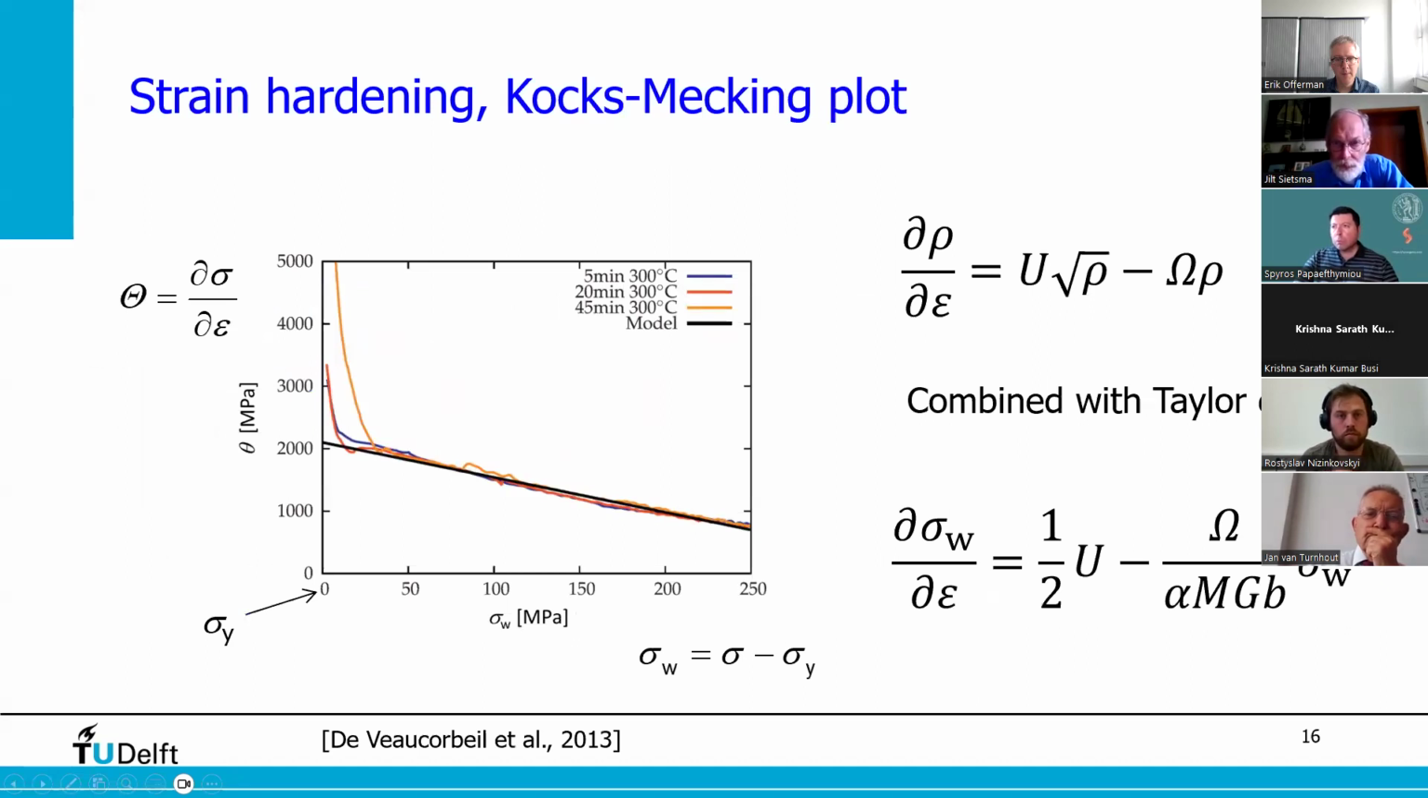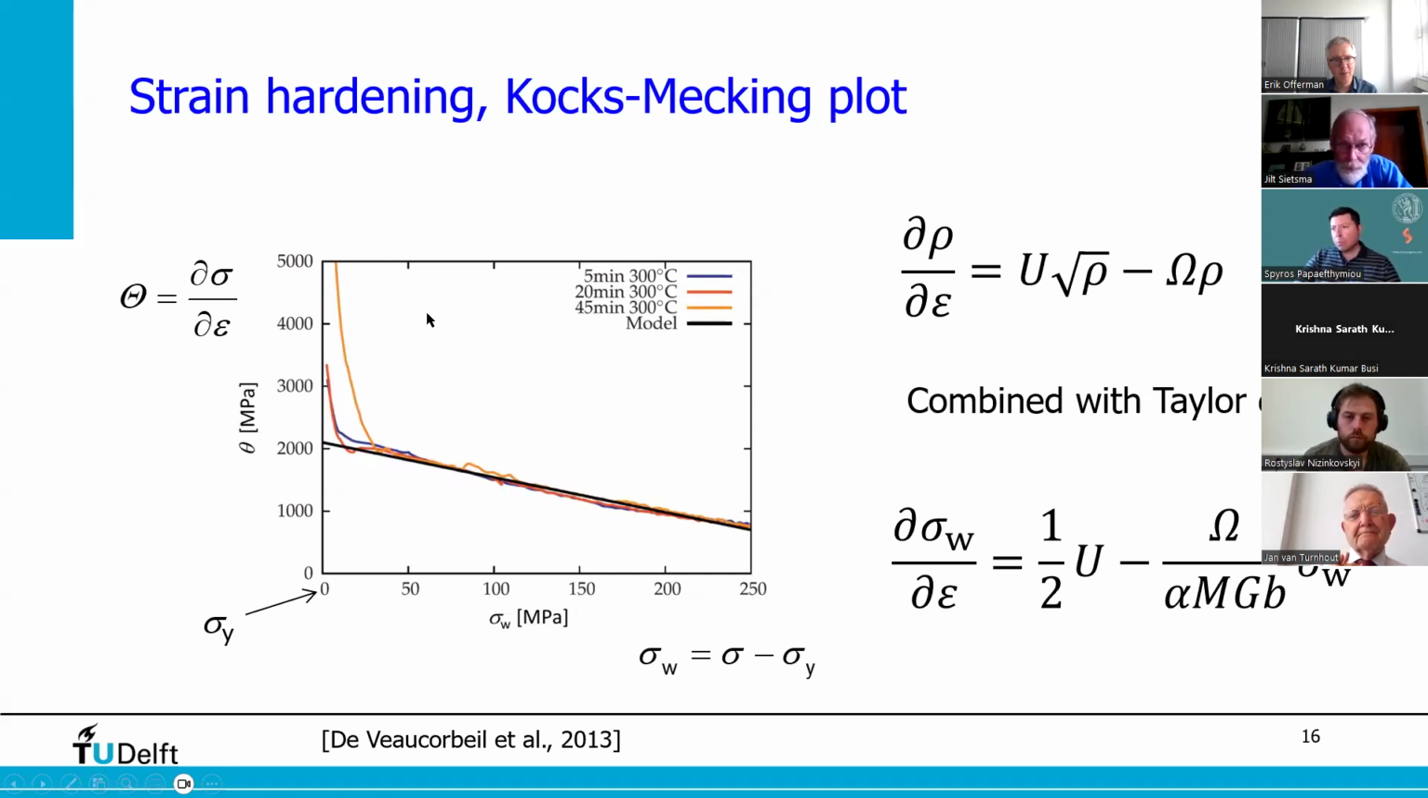Another way to look at strain hardening, and that will be part of our analysis, is the so-called Kocks-Mecking plot. A Kocks-Mecking plot is a plot out of the tensile curve: the derivative of the tensile curve, dσ/dε, as a function of the applied stress above the yield stress. So the stress here, σ_W in this case, is the applied stress minus the yield stress.